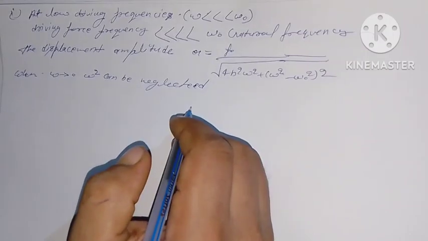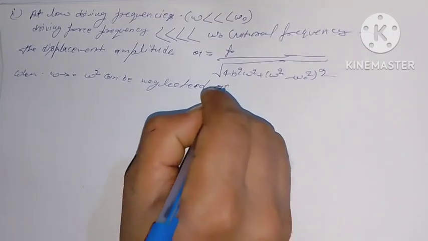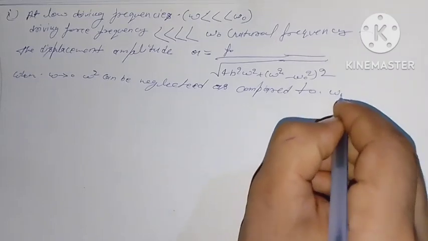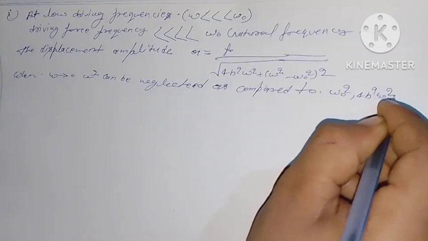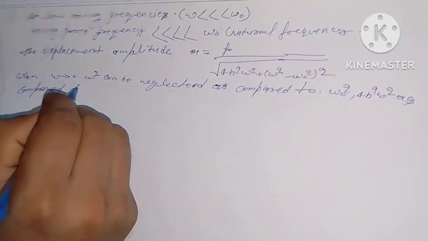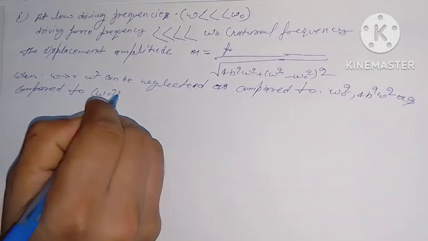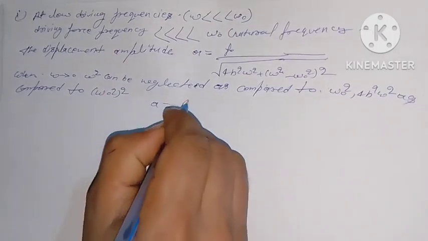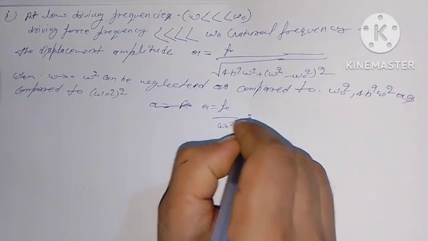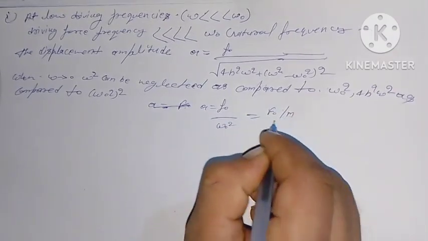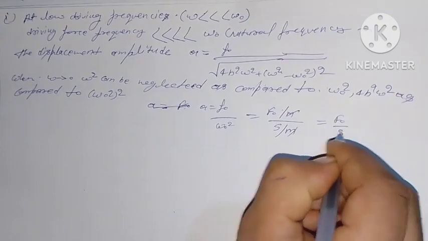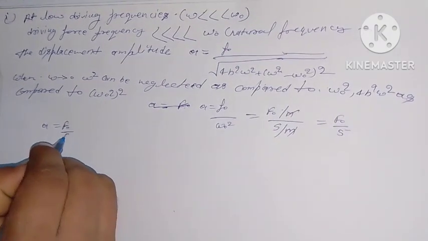Okay, omega square can be neglected as compared to omega naught square; 4b square omega square can be neglected as compared to omega naught square whole square, and we get A equal to F naught upon omega naught square, that is F naught by m upon s by m. m is cancelled out, so A equal to F naught by s.